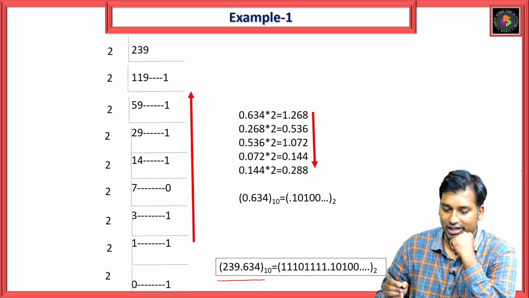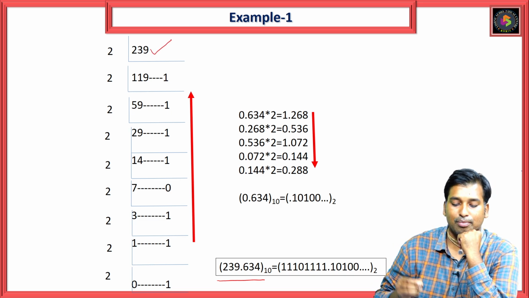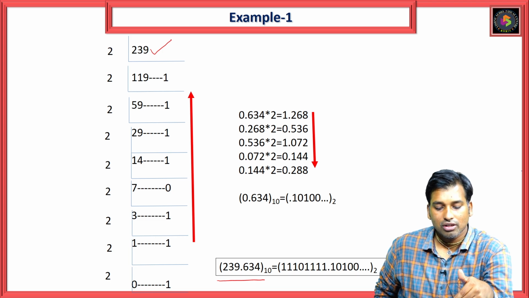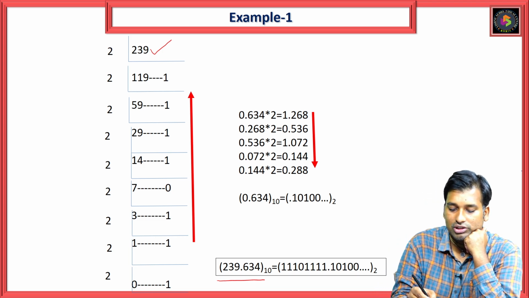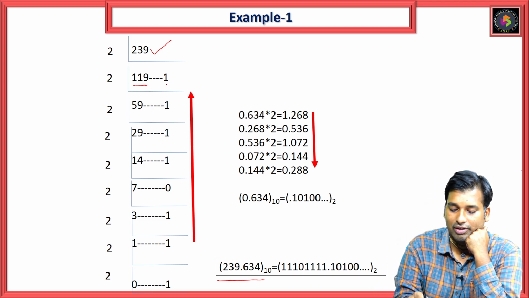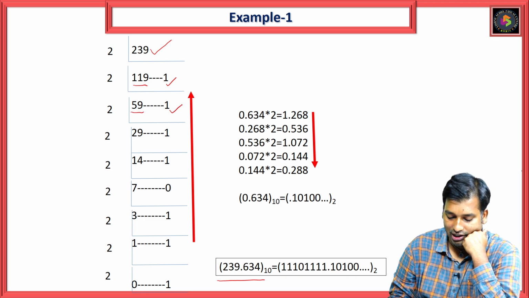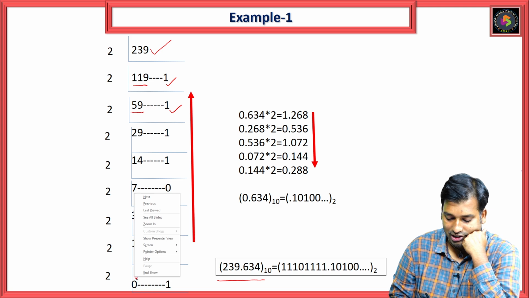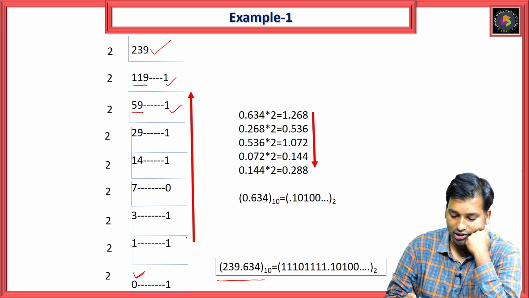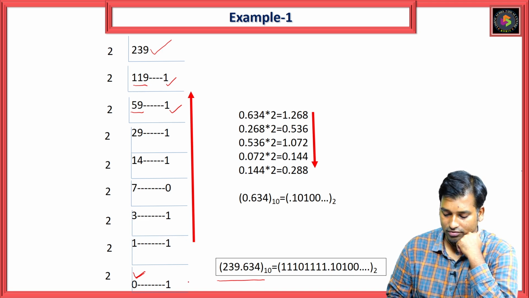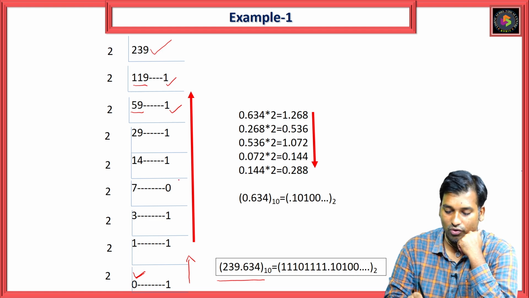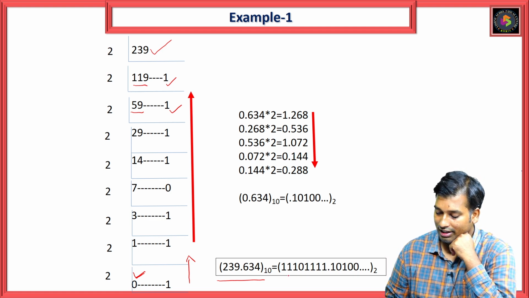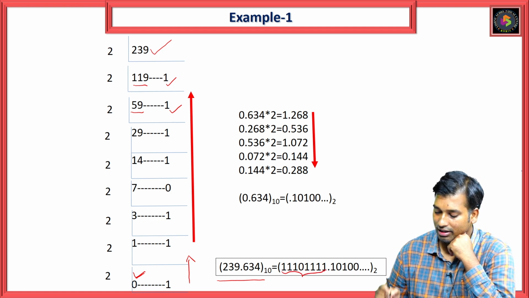As I said, first you take the integer part and divide it by 2. When you divide it by 2, you will get a quotient of 119 and a remainder. Similarly, again when you divide, you will get a quotient and a remainder, until the quotient is 0. When you get the quotient 0, you collect all the remainders from the bottom, like 1 1 0 0 1 1 1 1. That is the result for the integer part in binary.